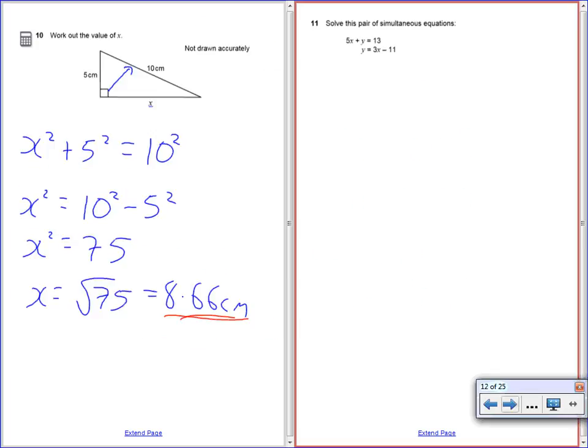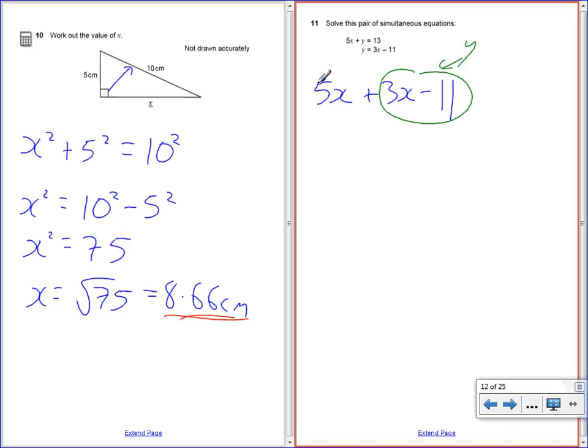Number 12, a different type of simultaneous equation to what you're normally used to. It's one where the best way to do it is probably substitution. You can do it by elimination, but I would recommend doing substitution here. So because we know that y equals 3x minus 11, we can substitute that into the first equation. So instead of writing 5x plus y, we can write 5x plus 3x minus 11, because we know that 3x minus 11 is what y is.